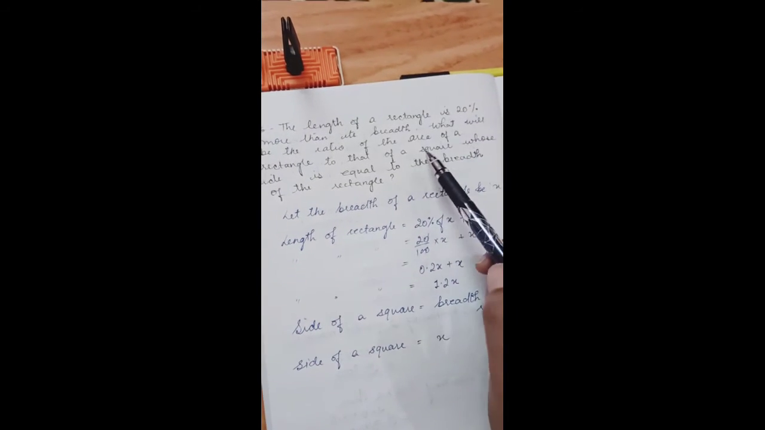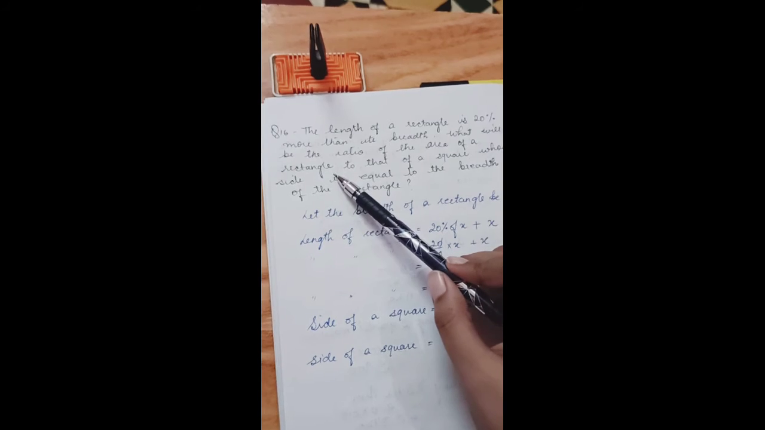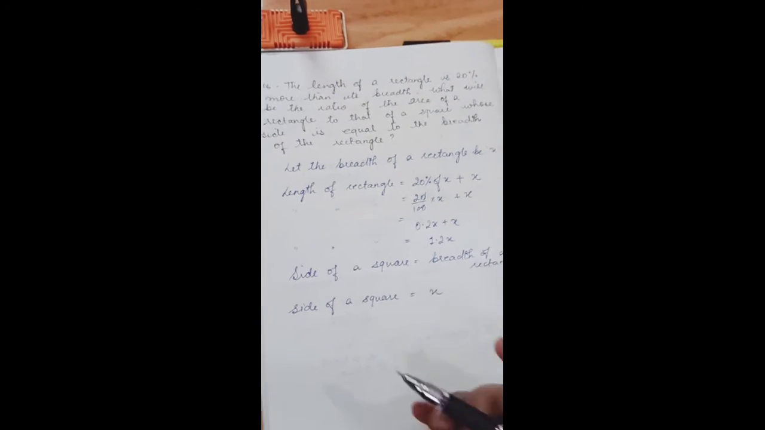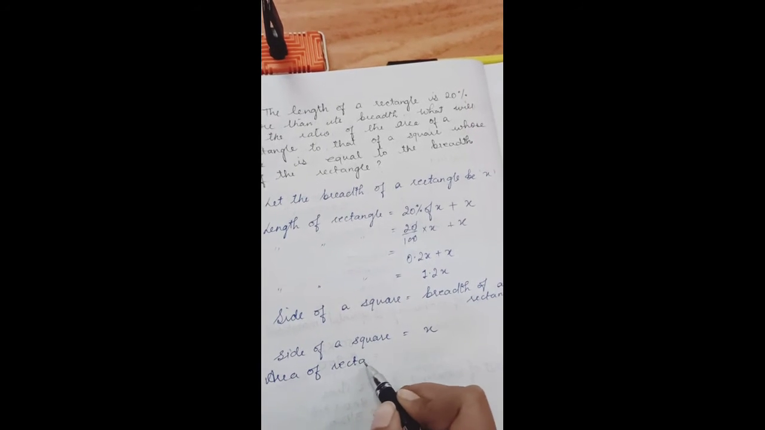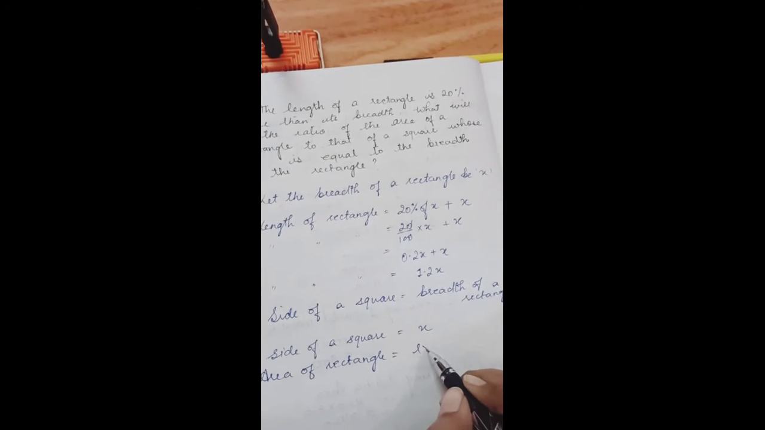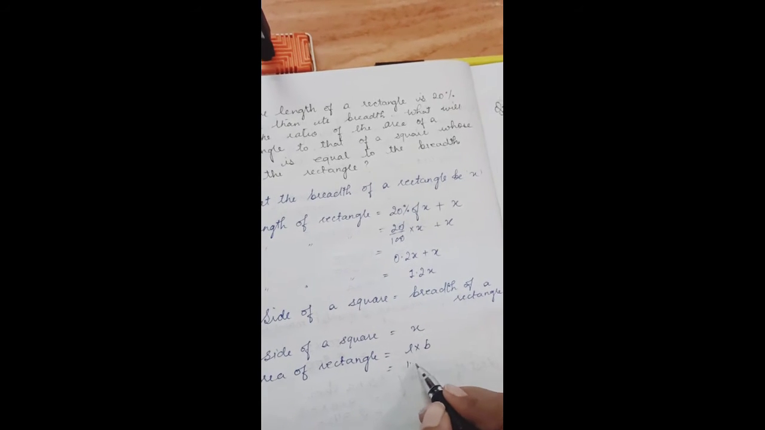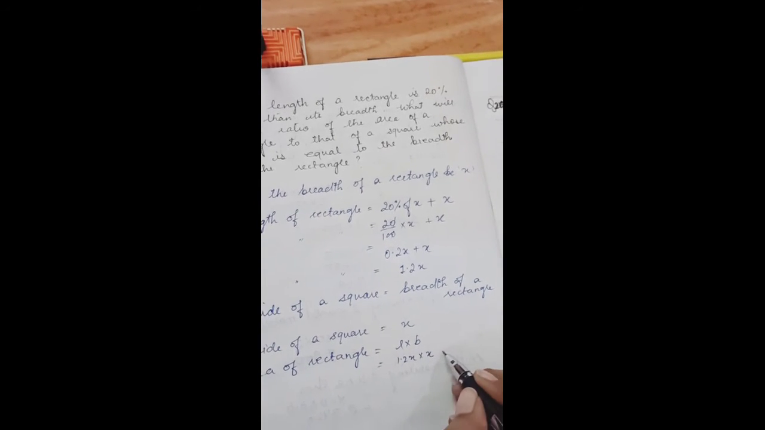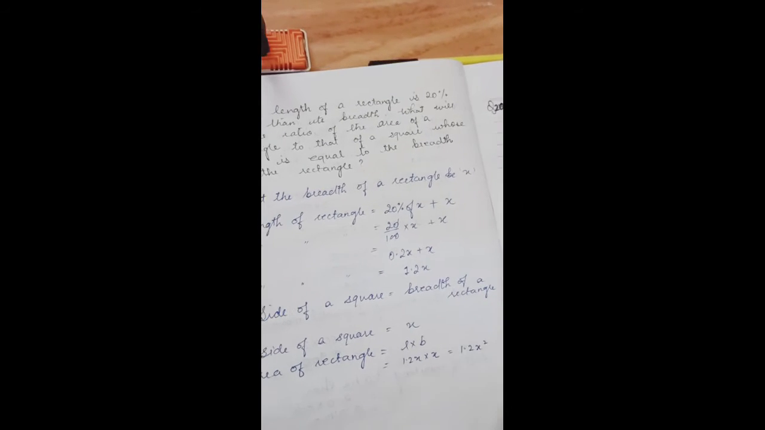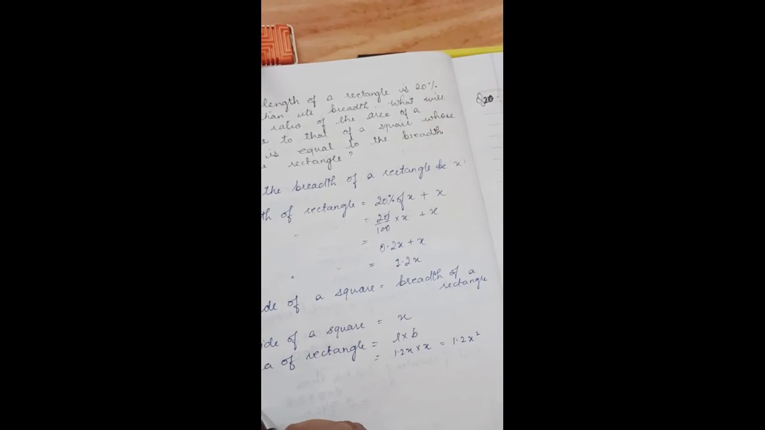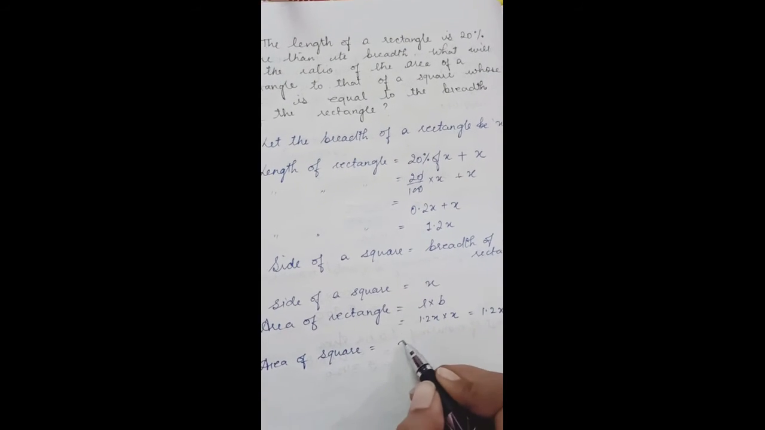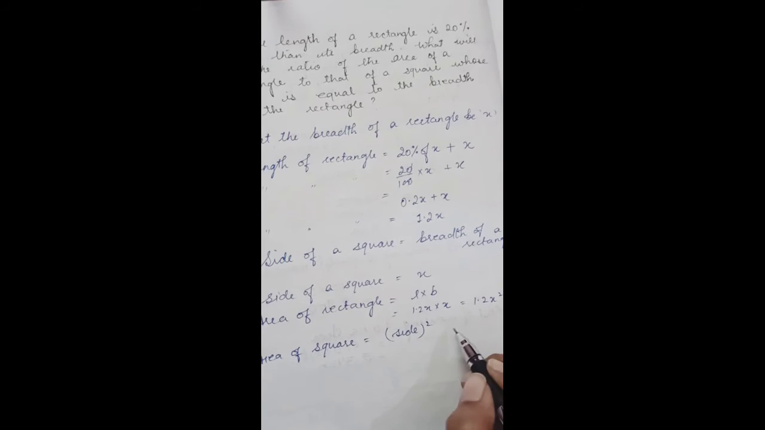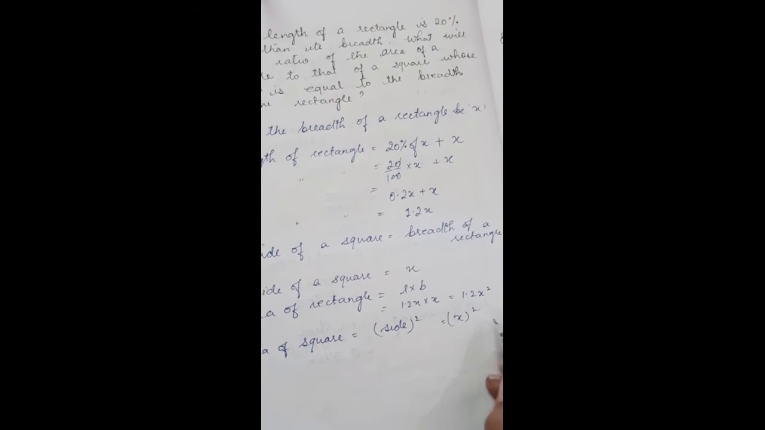Now we have to find the ratio of the area of a rectangle to that of a square. So first we find the area of the rectangle, length into breadth. Length is 1.2x and breadth is x. So here we get 1.2x square. Then the area of a square is equal to side square, which means x square. So we will get here x square.